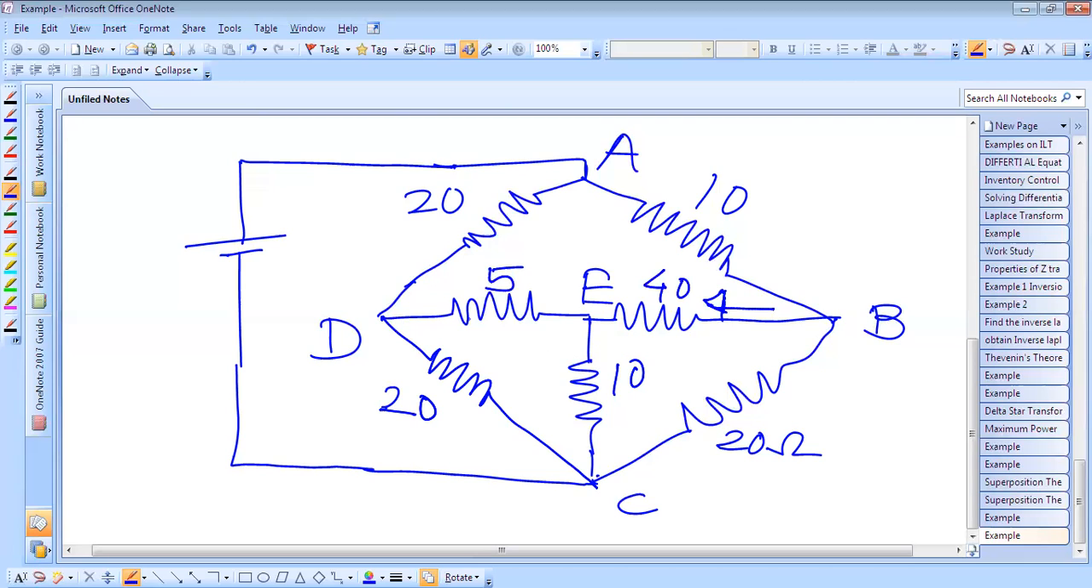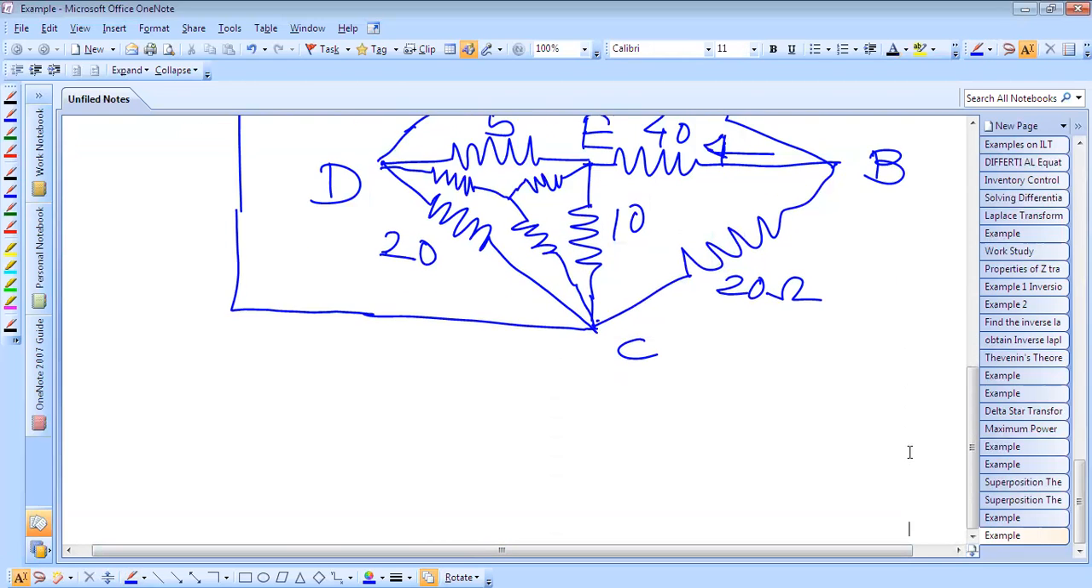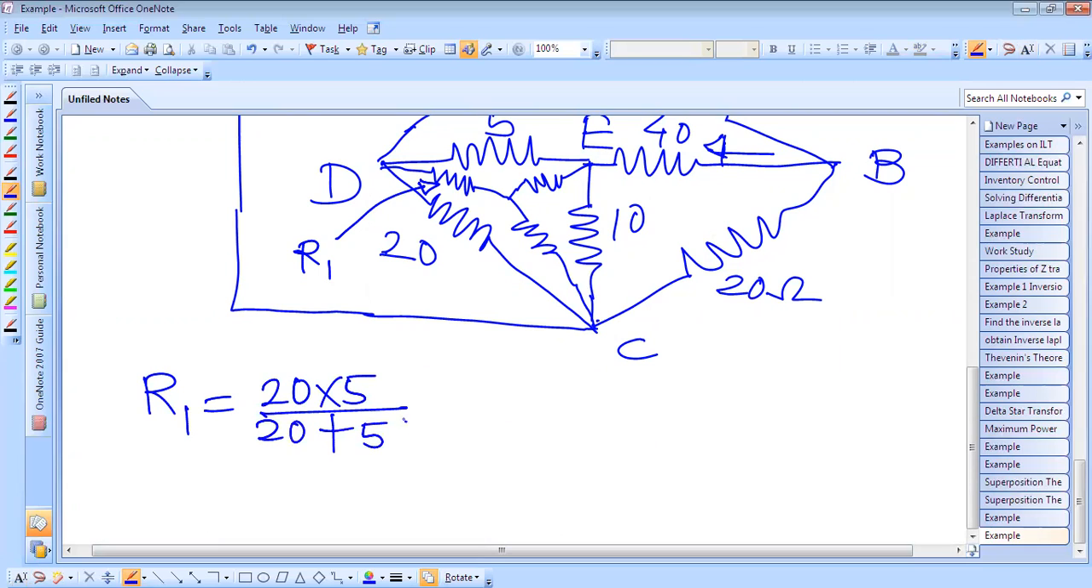So what we'll do is, this is a delta, we will convert this into a star and then modify the circuit accordingly. Okay, so now I will convert this into the star. This is delta to star conversion. I will name this resistance R1. So R1 is 20 into 5 divided by 20 plus 5 plus 10.